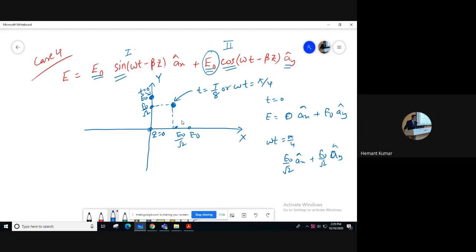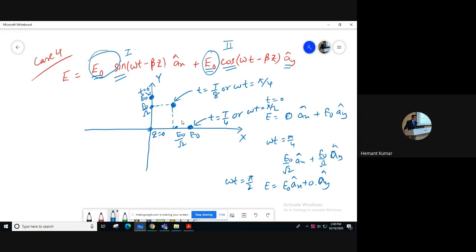Similarly, put t equal to capital T by 4, or you say omega t equal to pi by 2, 90 degrees. If you put 90 degrees, the first will become maximum and this will become minimum, 0. So we will get E equal to E naught ax plus 0 ay. So the ay component will be 0, the ax component will be maximum. So we will get this point, where omega t is equal to pi by 2.